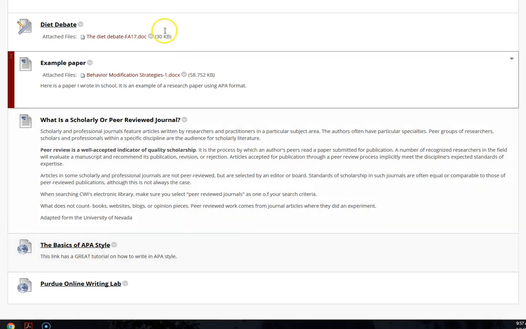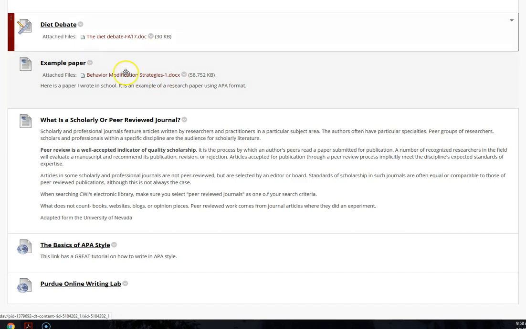In addition, I've given you a sample paper. Now, this is a paper I wrote in college, so it has nothing to do with nutrition because this was when I was getting my degree in psychology. But it does give examples of what APA format looks like as far as citations and references go. If you want to see what this looks like in the body of a real paper, this is a great place to start.